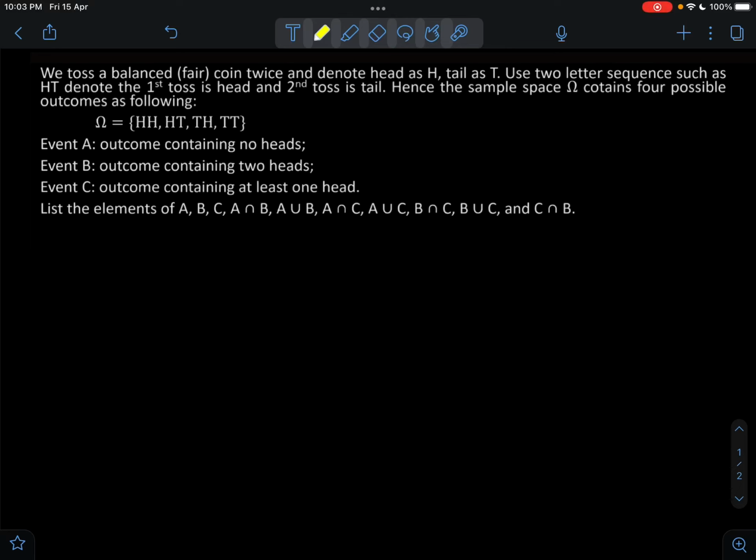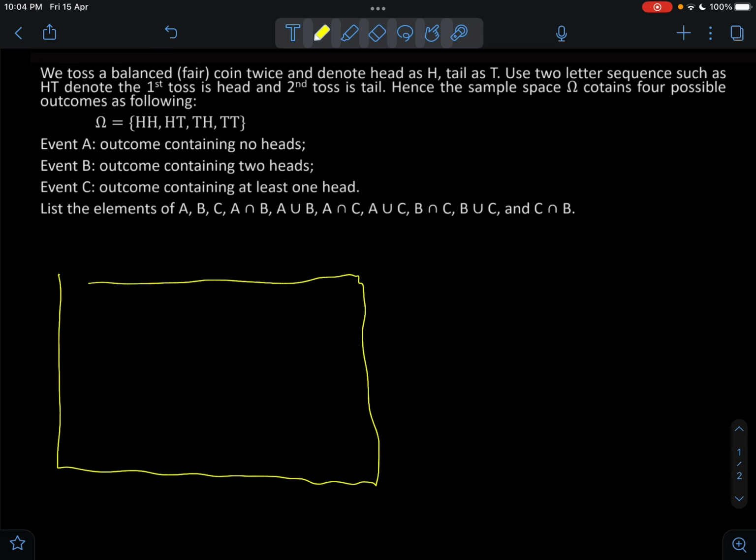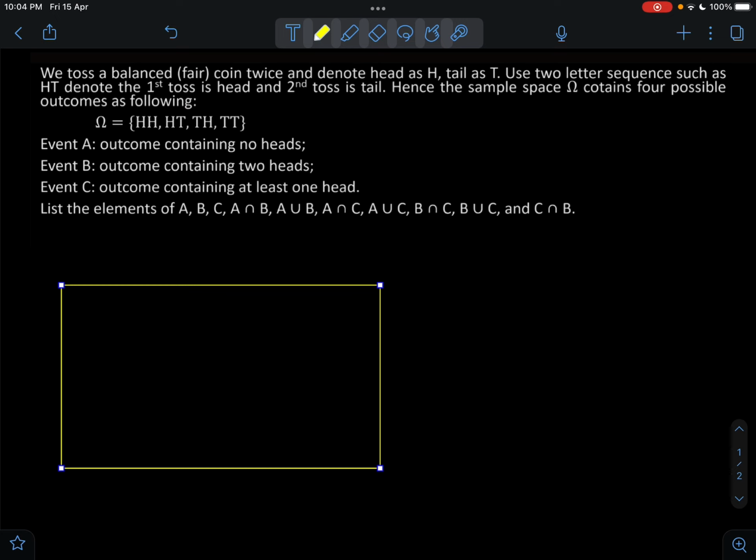Let's look at this particular question. It is: toss a fair coin twice and record the outcome, with head as H and tail as T. We will draw down the sample space here. Let's first draw the sample space using Venn diagrams. We will use omega to denote the sample space.